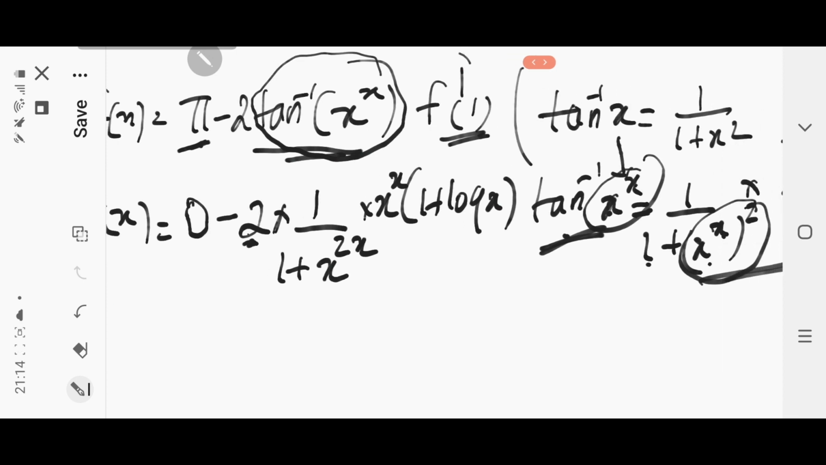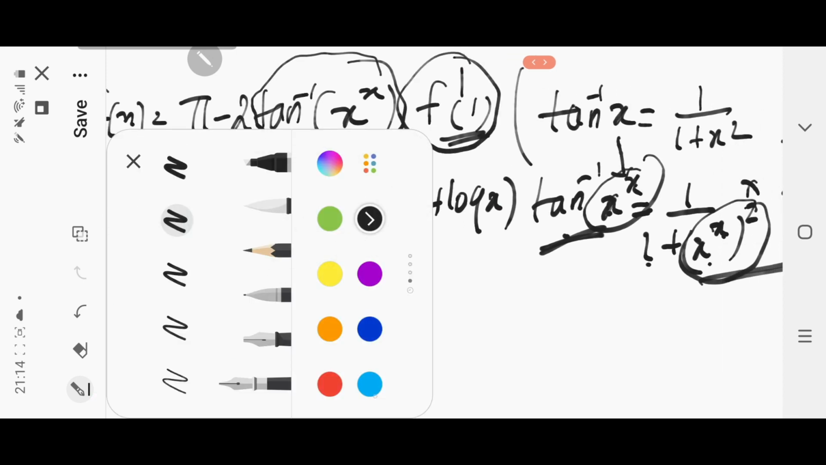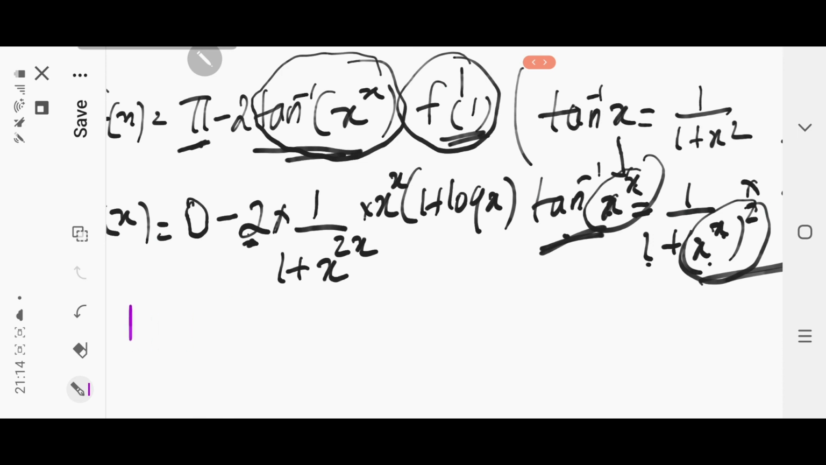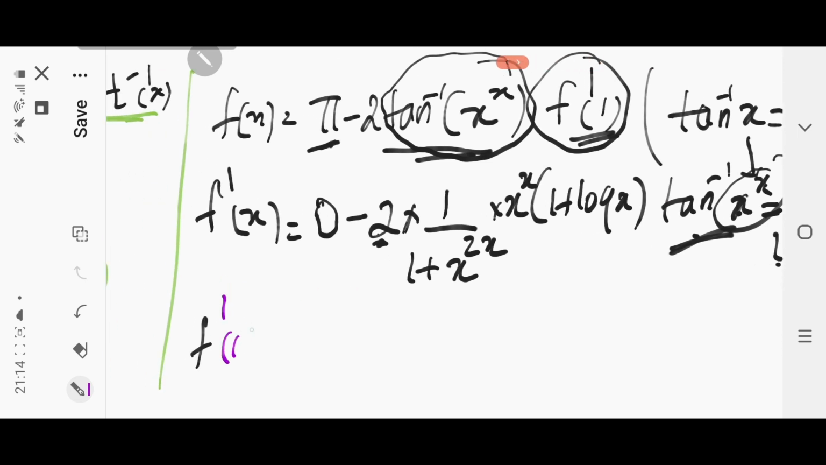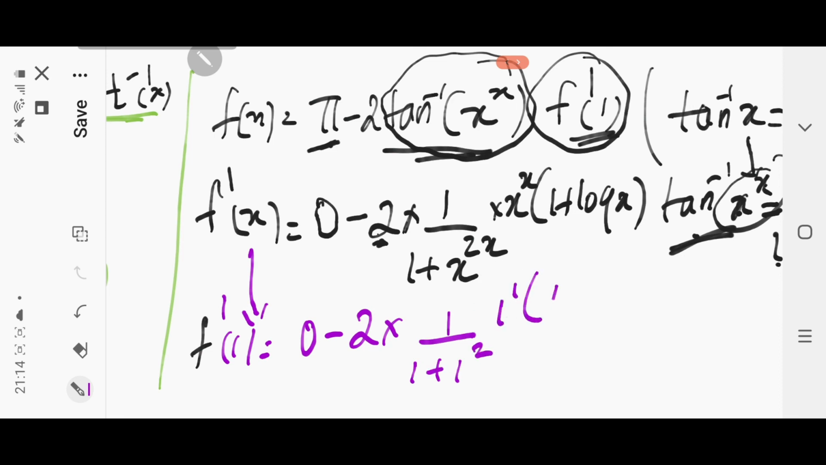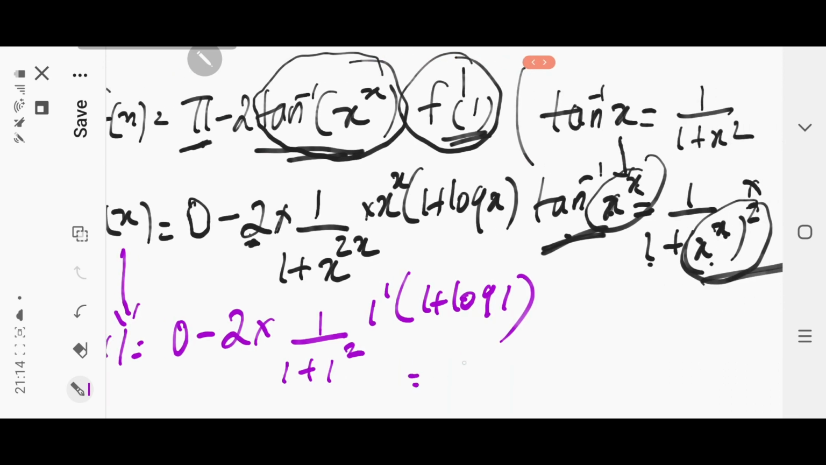What is the question? You have to find f dash of 1. F dash of 1 means in the place of x, you replace by 1. That means 0 minus 2 into 1 by 1 plus 1 square, into 1 raised to 1, into 1 plus log 1. In the place of x, you put 1. Therefore, the answer becomes 0 minus 2 into... 1 raised to 2 is 1 square itself, 1 square is 1, and 1 plus 1 is 2.